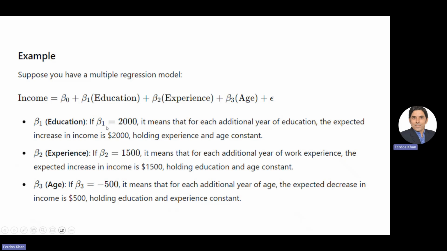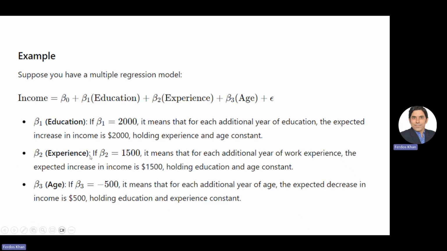Beta 1 education: if beta 1 is equal to 2000, it means that for each additional year of education, the expected increase in income is $2,000, holding experience and age constant. As we explained earlier, when you are interpreting beta 1, you need to hold these two constant. So this shows the impact of education on income, represented by beta 1.